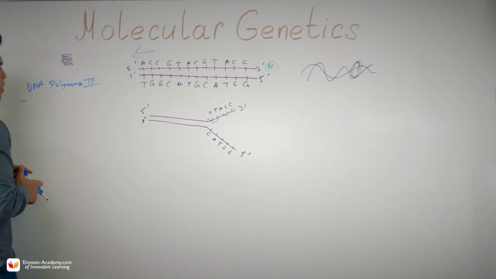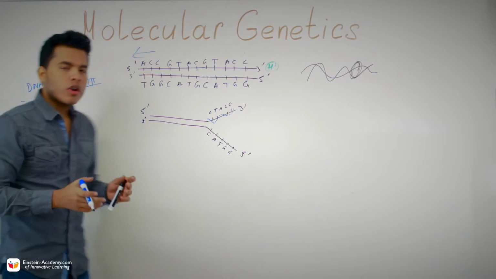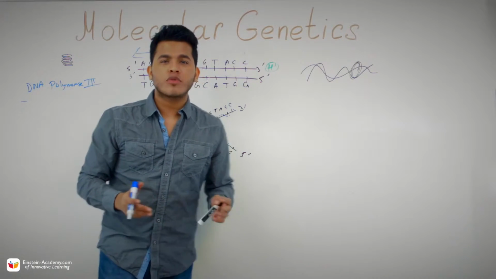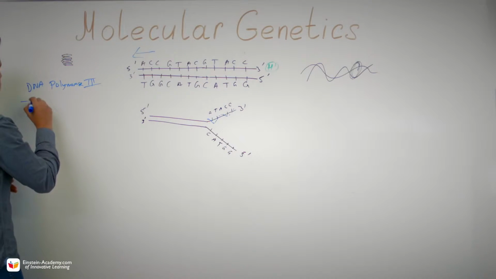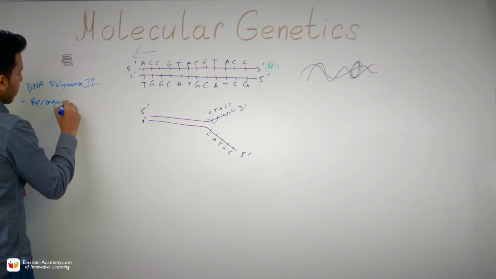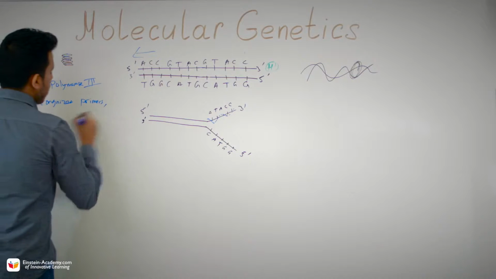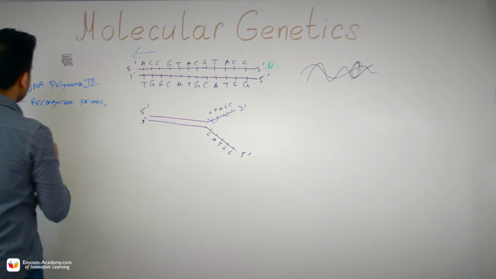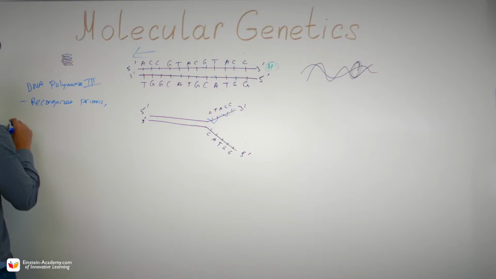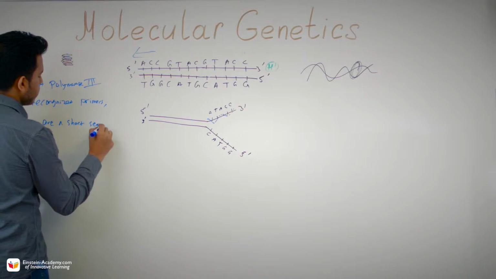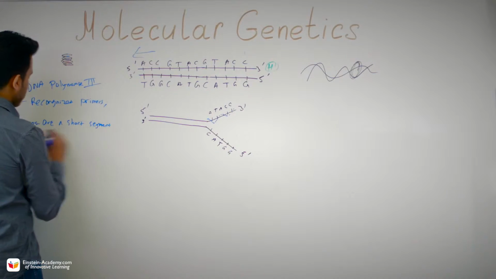DNA polymerase III is somewhat of an odd enzyme. It doesn't know where to go. It's not as smart. DNA polymerase III only recognizes primers. And what are primers? Well, primers are a short segment of RNA.